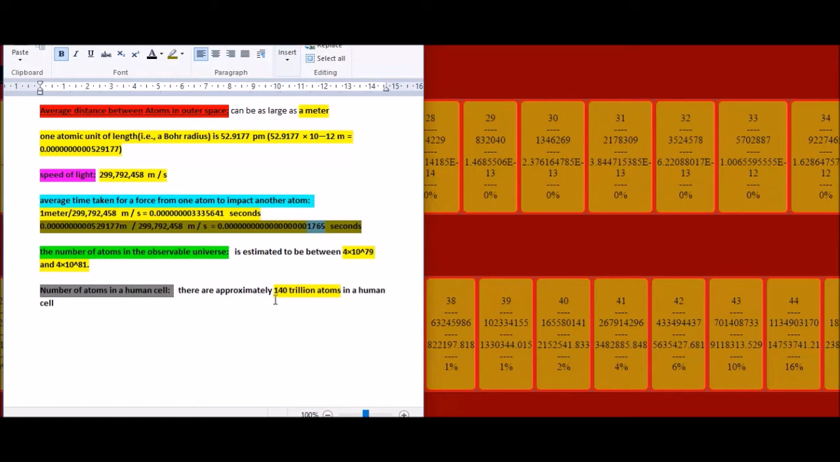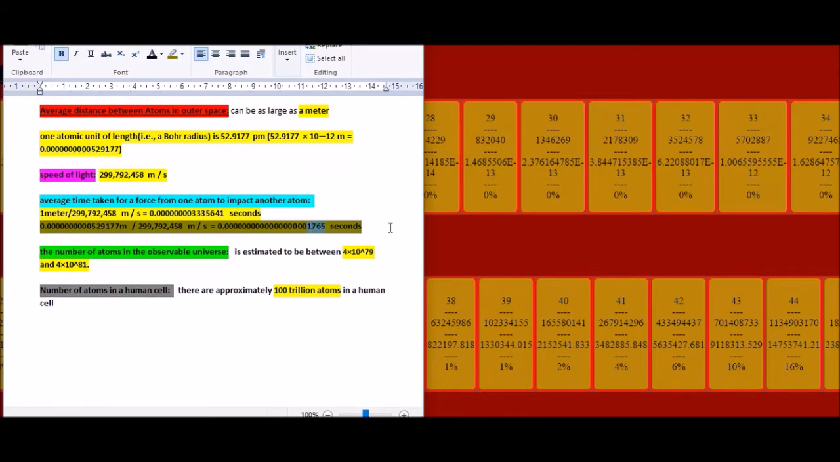But let's start with a human cell. Let's say there's on average 100 trillion atoms in a human cell. If there's 100 trillion atoms, and one of those atoms within that cell experiences a force, the next atom would acknowledge that much time afterwards.